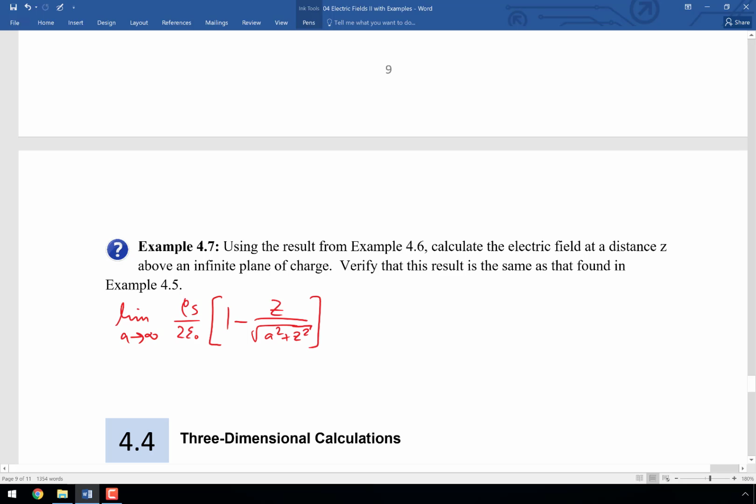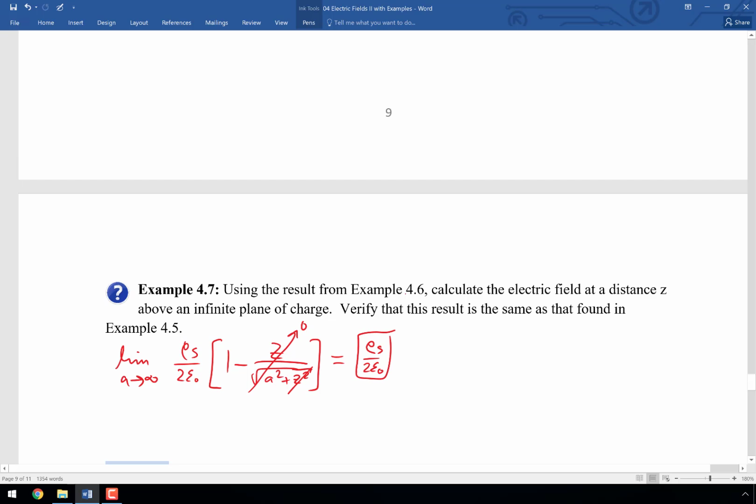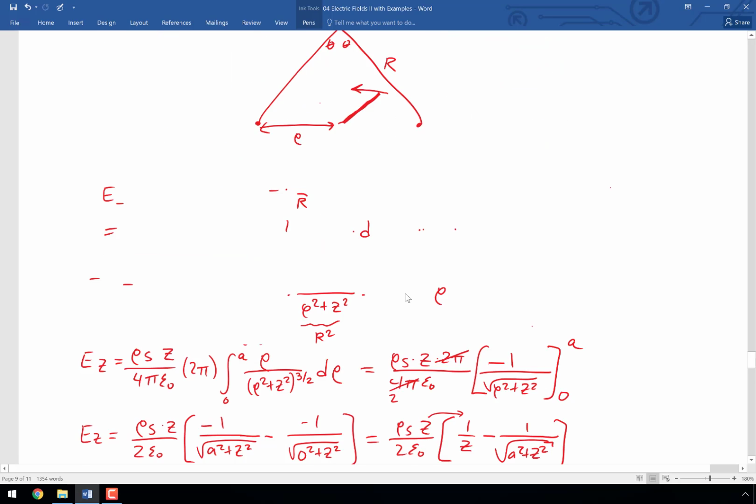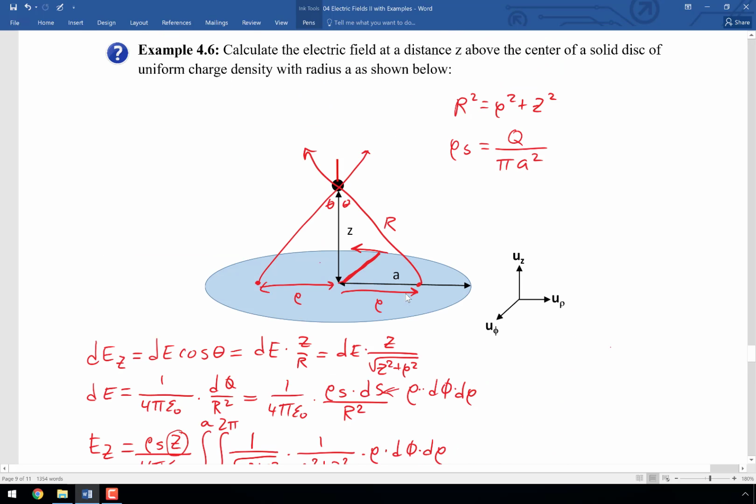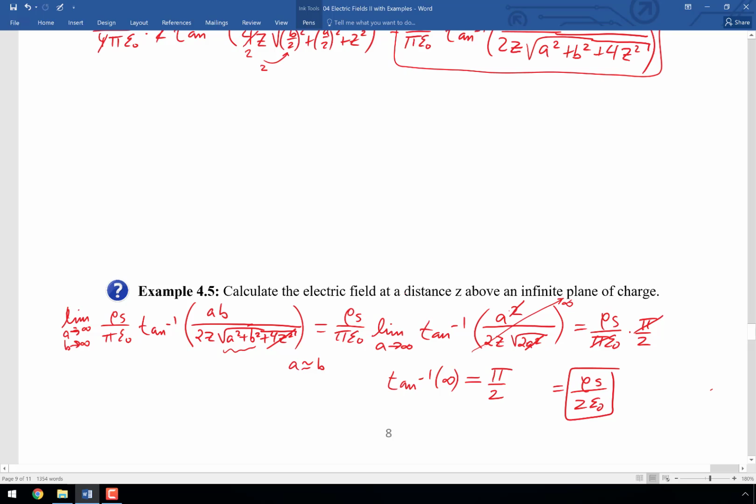Well, if a squared is going to infinity, then this z squared is irrelevant. And that is now just z divided by a, and if a is going to infinity, then this whole term is going to go to 0. And that leaves me with just a 1 in the brackets. So this becomes rho sub s over 2 epsilon 0. And if I scroll back up, rho sub s over 2 epsilon 0 is exactly the same answer that we got right here.